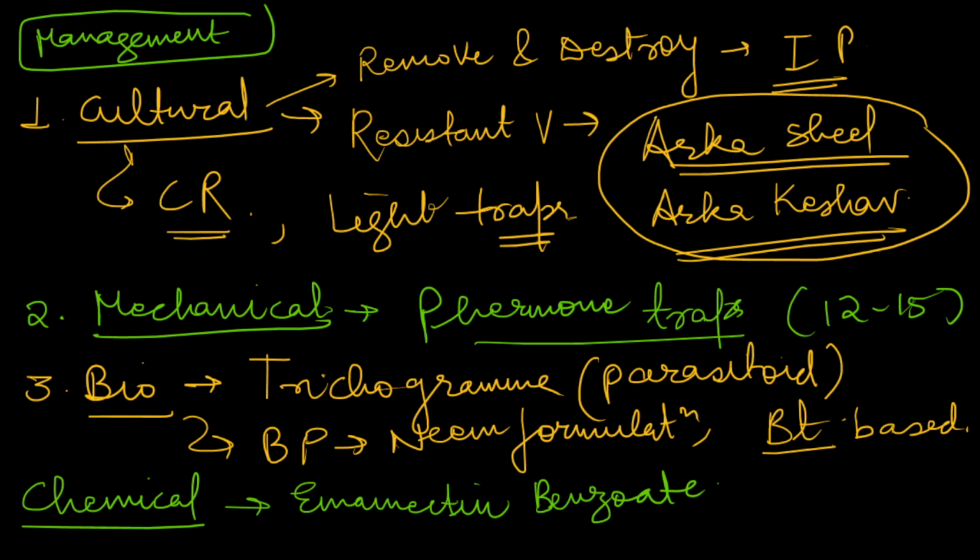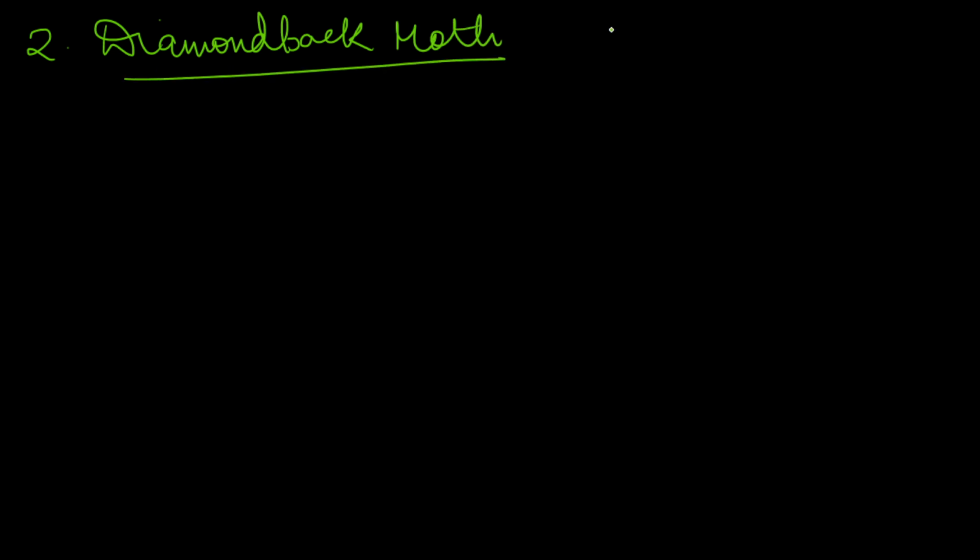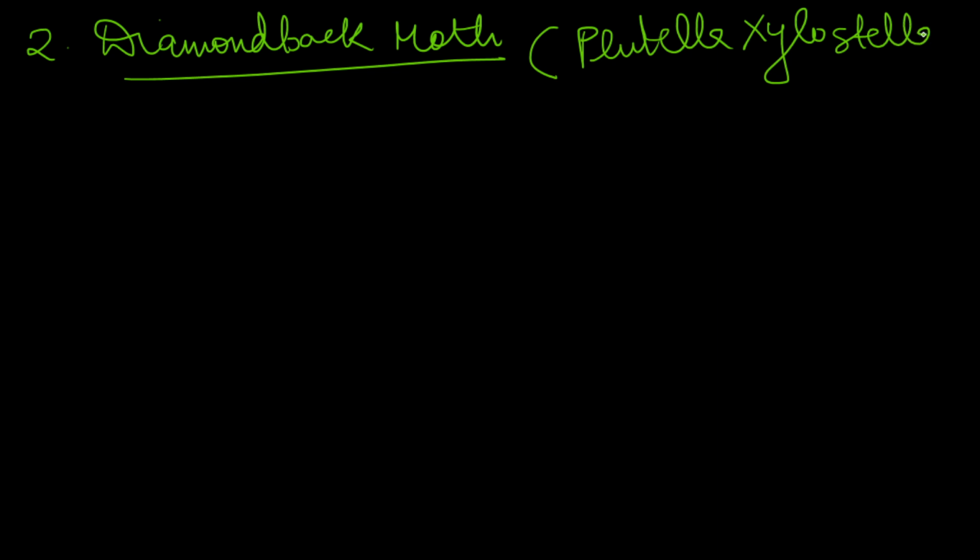Now moving to the second pest, that is Diamondback moth in cabbage. So its biological name is Plutella xylostella. You can mention it if you remember it. Now, first of all, we will see the symptoms.